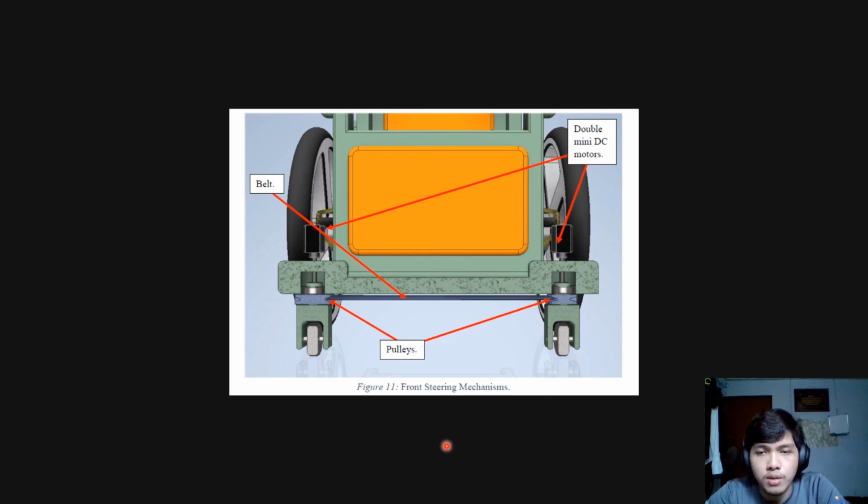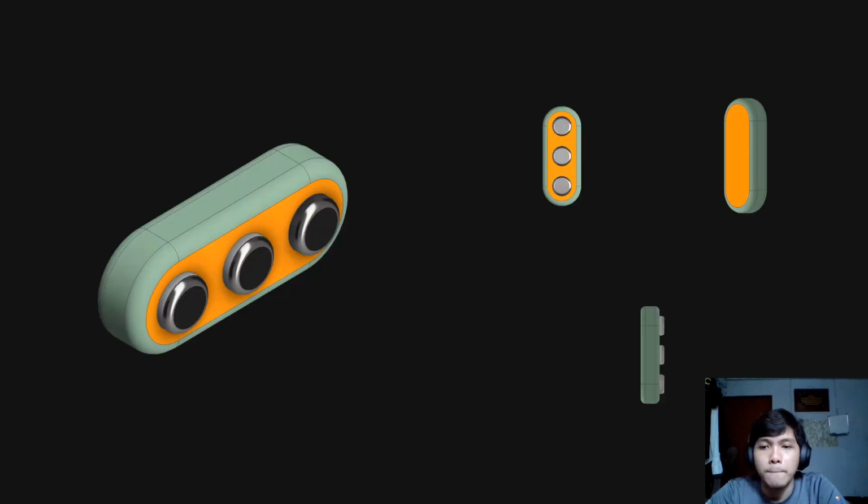This is the front steering mechanism, which consists of belt, pulleys, and also double mini DC motors. Even though the degree of freedom is 1, we decided to put 2 to increase the efficiency of the steering mechanism. This is the remote, which consists of 3 buttons, which can be set separately.